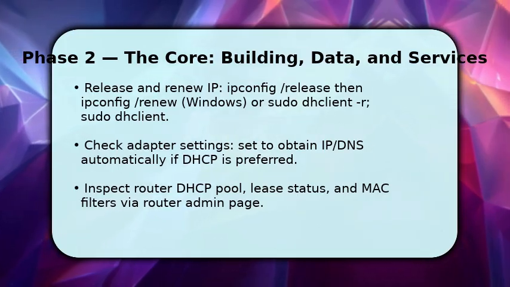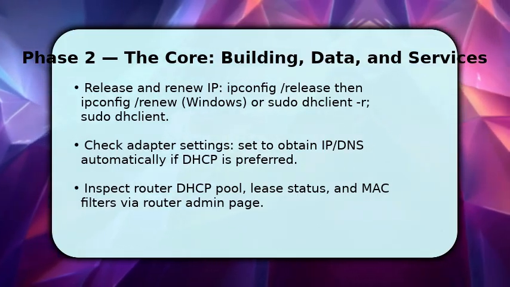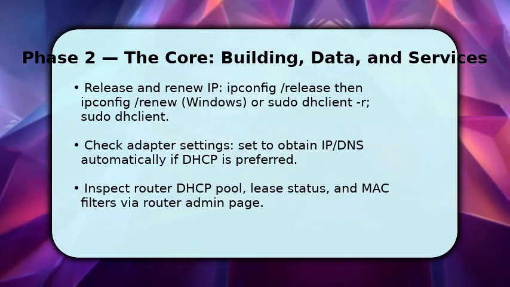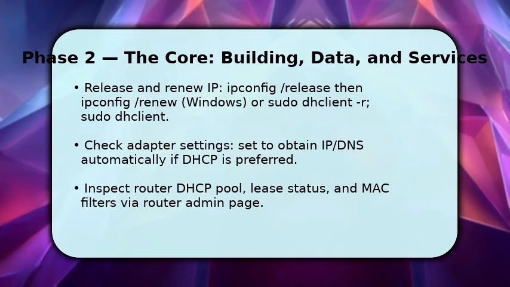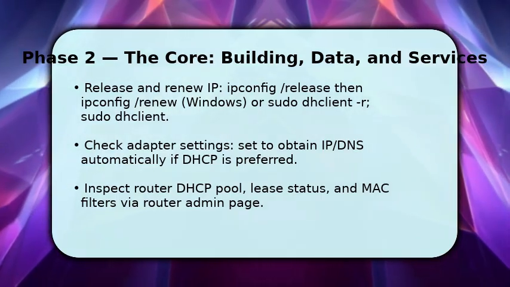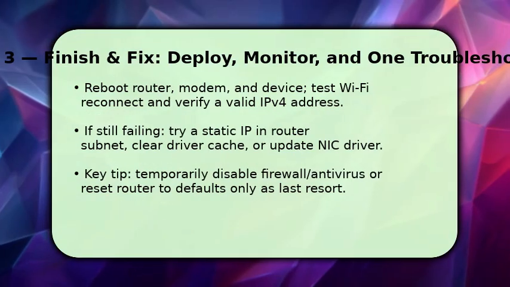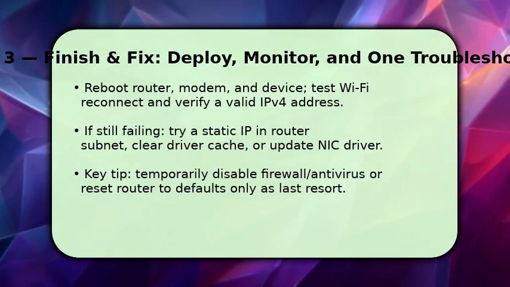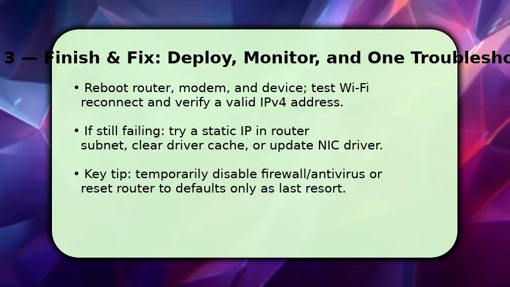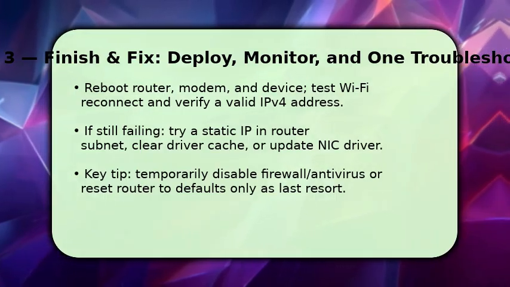Then, open your adapter settings and make sure IPv4 is set to obtain IP and DNS automatically unless a static address is required. Also log into the router and verify the DHCP pool has free addresses and finish by rebooting the modem, router, and your device in that sequence. Then reconnect to Wi-Fi and confirm you have a valid IPv4 address from the router.